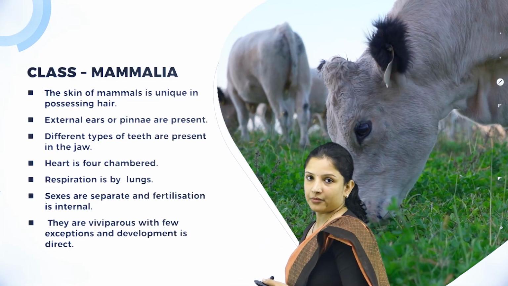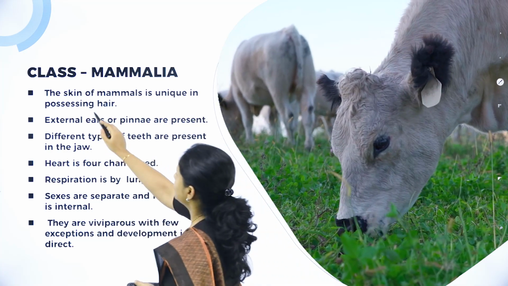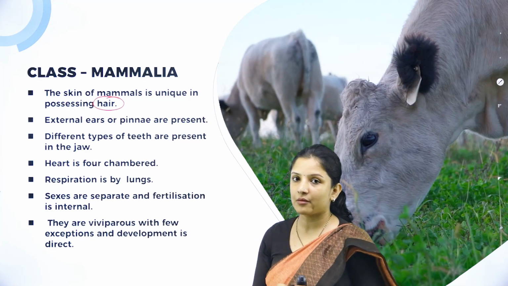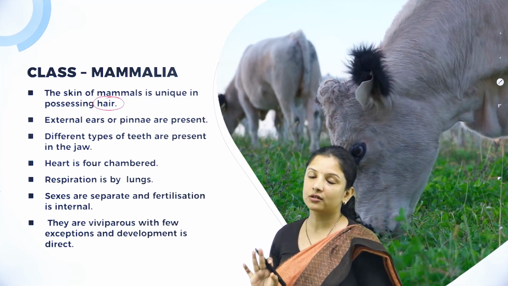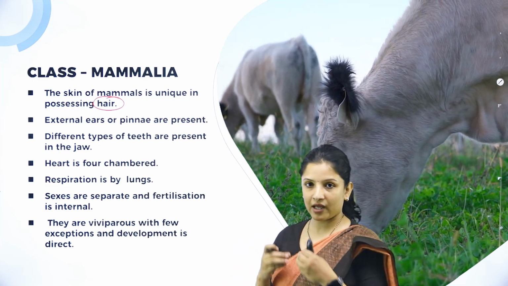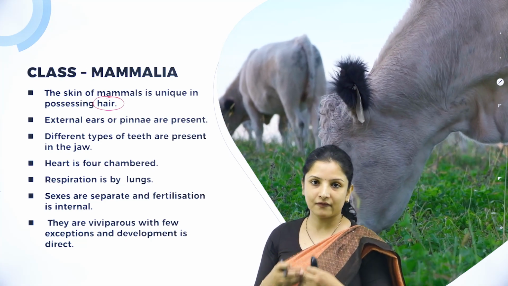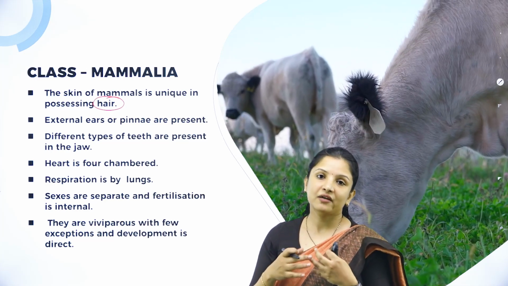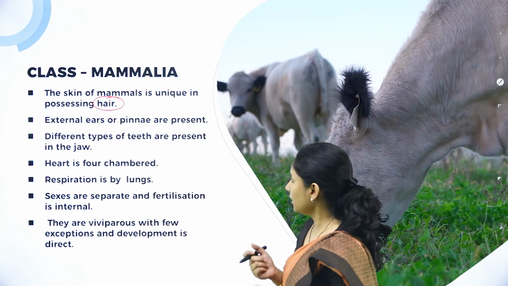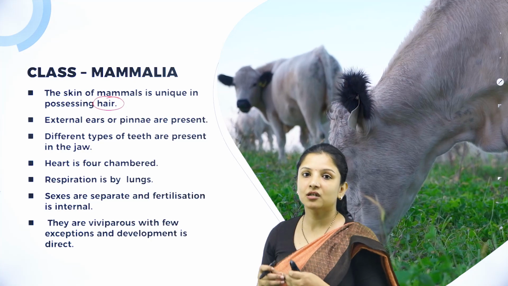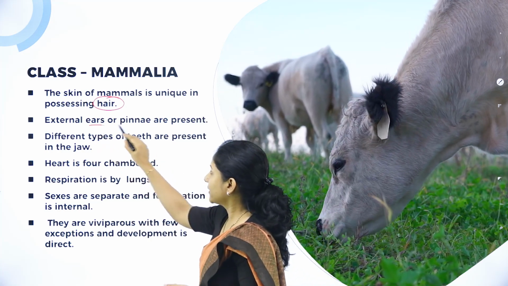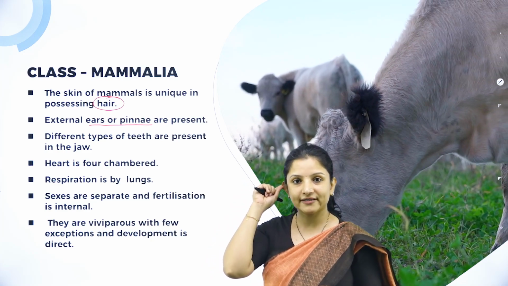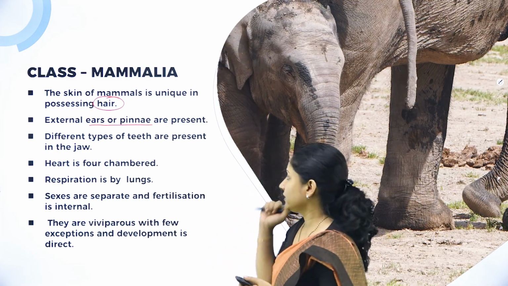And the skin of mammals. The presence of hair is a characteristic seen only in mammals and no other organisms under different classes. They have hair that entirely covers the body. Even we human beings have hair, which is very sparse, covering the body. And they have external ears, or pinna, present. So this external part is called the pinna. They have the ear pinna.